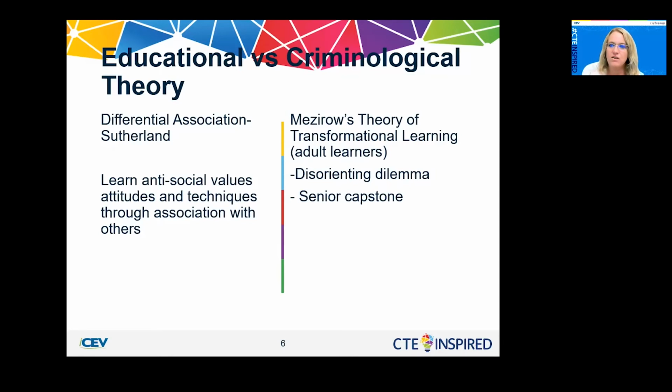And for those that aren't as familiar, differential association is a criminological theory developed by Sutherland that basically says that those who are committing antisocial behaviors, such as criminals, will learn to be better criminals by associating with criminals. And so oftentimes when we incarcerate people, put them in jail or prison, they learn to be better criminals because that's who they're associating with.